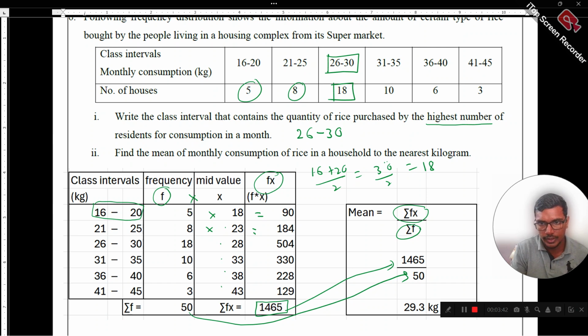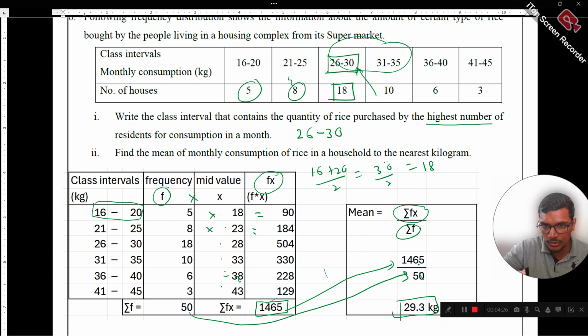29.3. We can cancel this 0 and keep a decimal, then 146.5 can be divided by 5. Then the mean will be 29.3. Always put out the mean value which you get. This mean will be somewhere in the middle of this data set. Most of the time it will be in the modal class, and 26 to 30 is there. Mean is 29.3, somewhere in the middle of the data set.